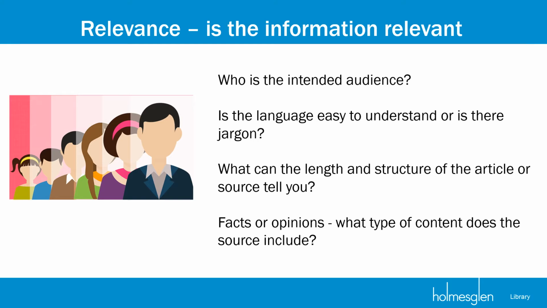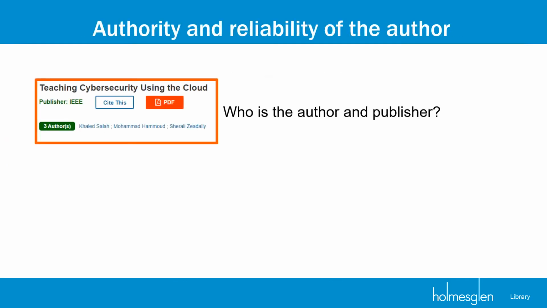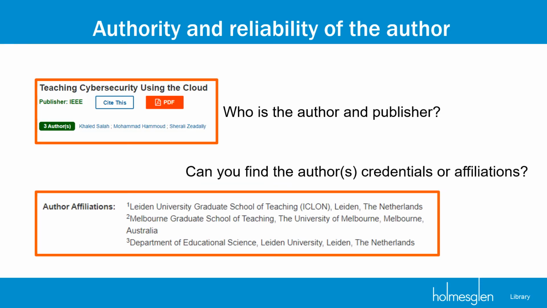Does the source provide facts or just the opinions of the author? And does this match what you need for your assignment or paper? Now let's look at the authority or reliability of the author. Can you find the author, publisher, or original source of the information? Is there information about the author's qualifications or the institution where they work and do their research? This information will tell you whether they are an expert in the topic they are writing about.